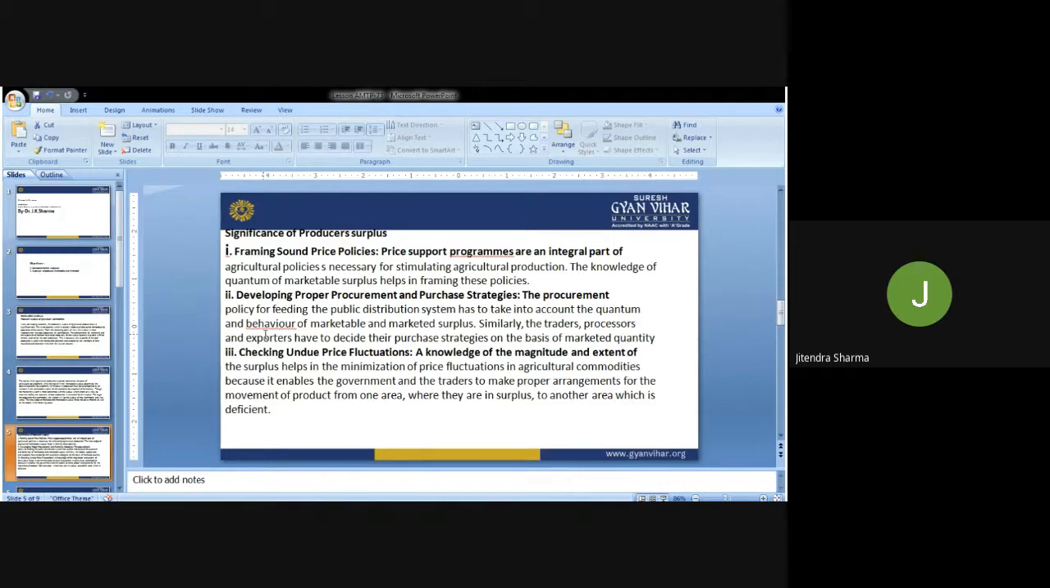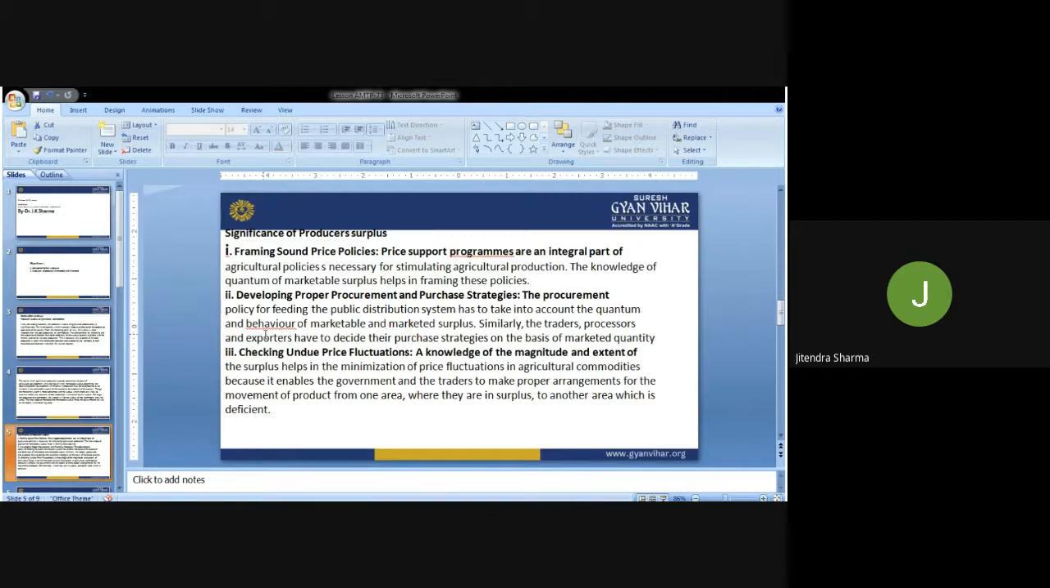Until and unless we understand what to be produced, how much to be produced, and when to be produced, these three things must be in our mind. Then we can decide how much we have to keep in the form of production surplus or marketable surplus to run the economy in a smooth manner. So the study of production surplus, marketable surplus, and marketed surplus helps policymakers, and it is an integral part of the policy of the agricultural sector. That is very important.